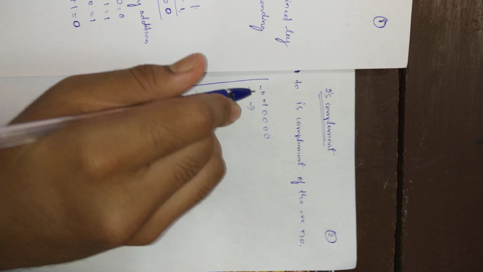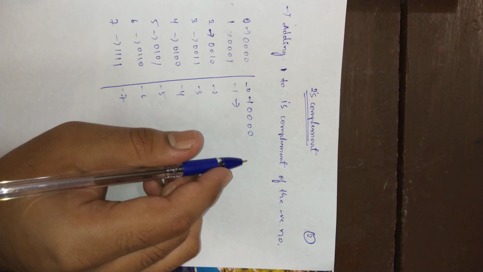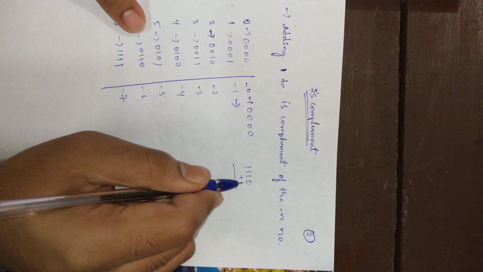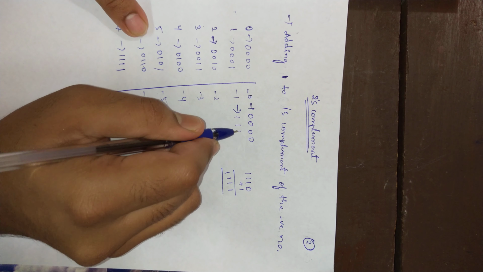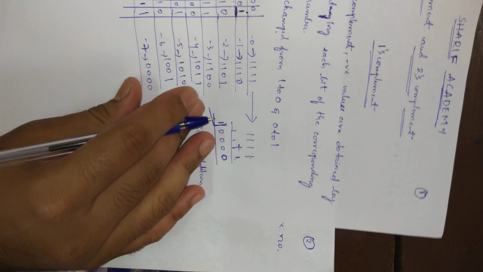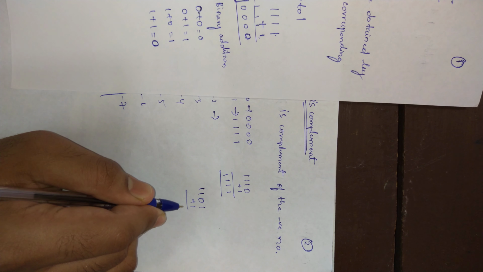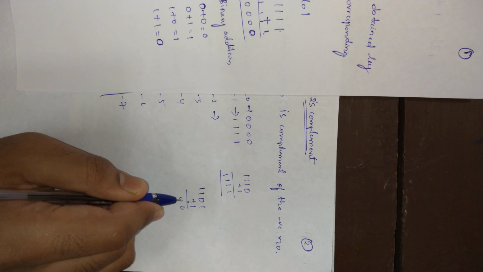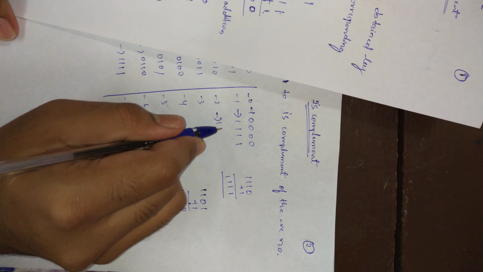And for -1, what are you going to write? For -1, its value in negative number is 1110. Add +1 to it. 1110 + 1 gives 1111. Have you got the answer? This is for -1. And for -2, what's the negative number? For -2, the negative number is 1101. 1101 + 1. That means 1 + 1 is 0, carry 1. 1 + 0 is 1. Then 1 1. You get the answer 1110.